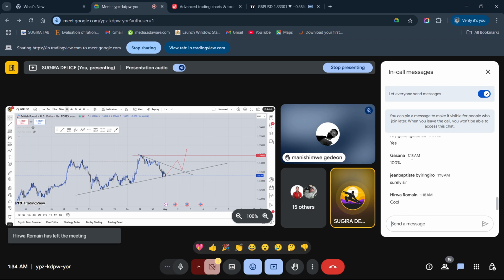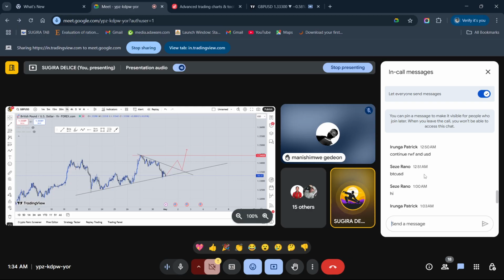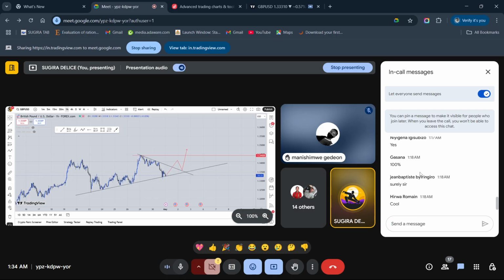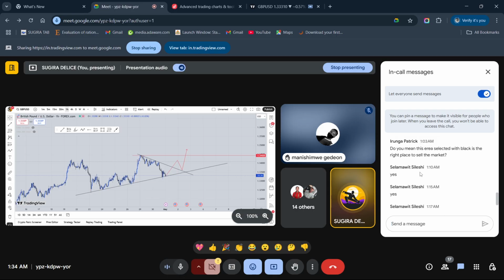So now, for the left questions: do you mean this area selected with black is the right place to sell the market? No, I didn't mean that. That was just the level of support. If the market breaks that level, it will be going against the trend, so we don't want to be taking that trade.